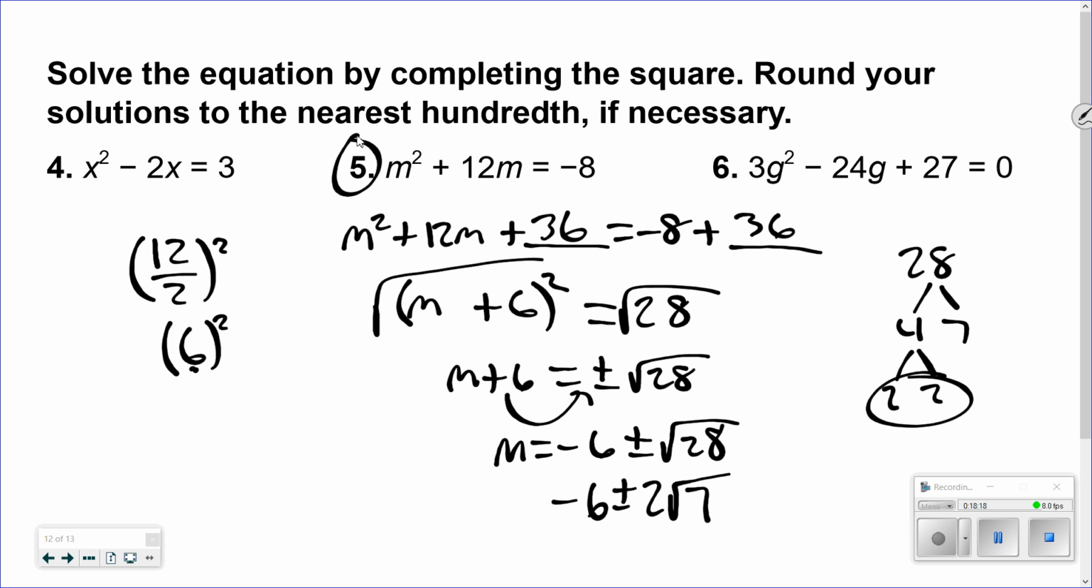Remember, that's two answers. You got negative 6 plus 2 square root of 7, and you've got negative 6 minus 2 square root of 7. Okay, that's it for completing the square.